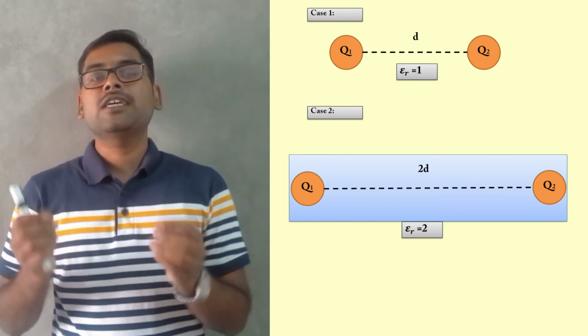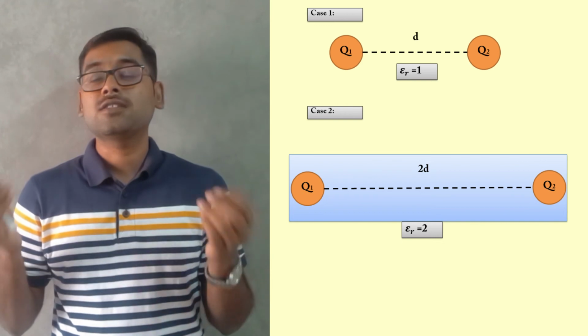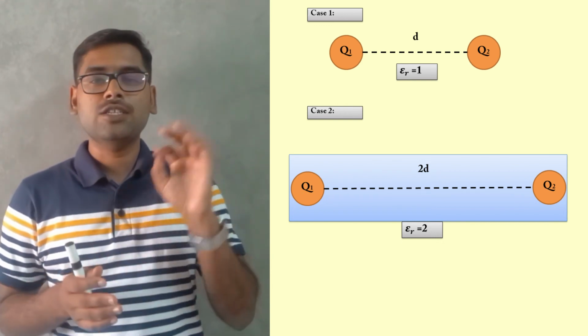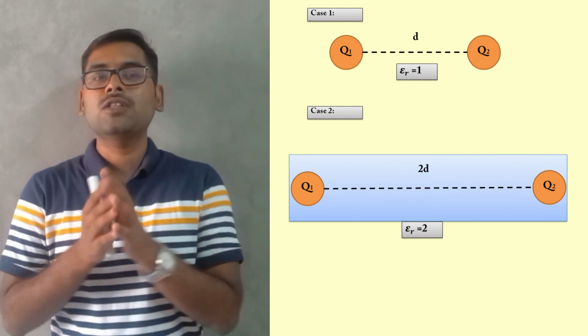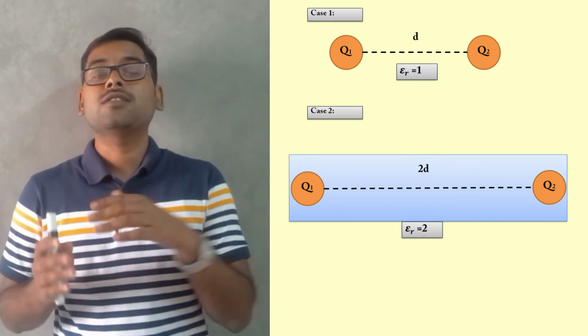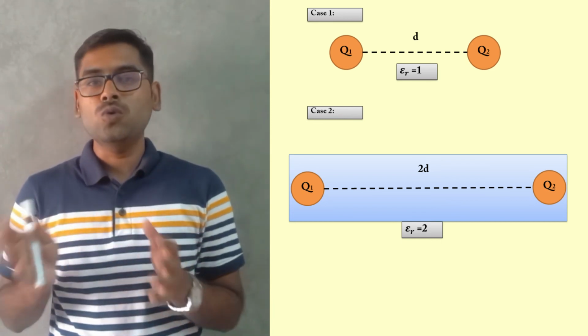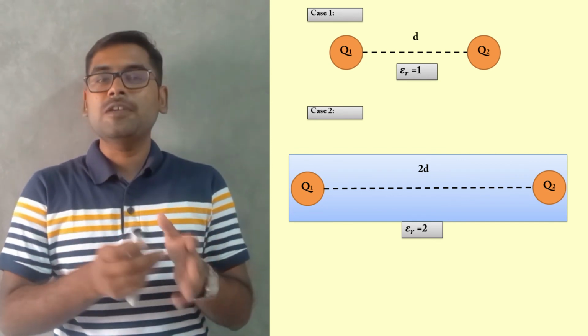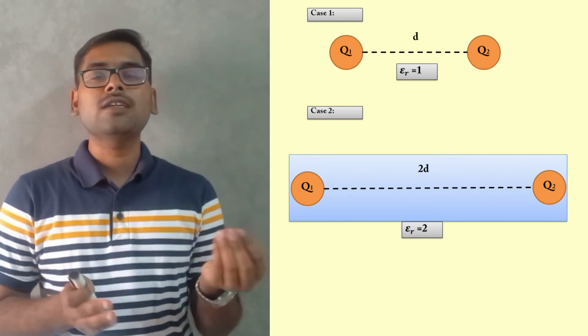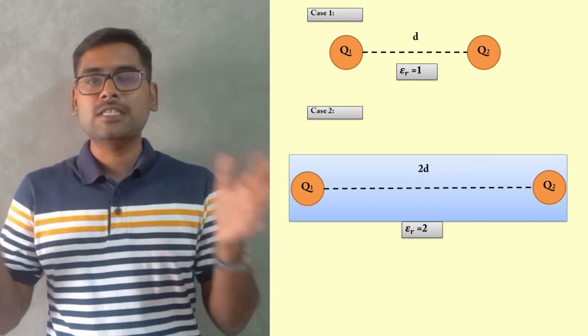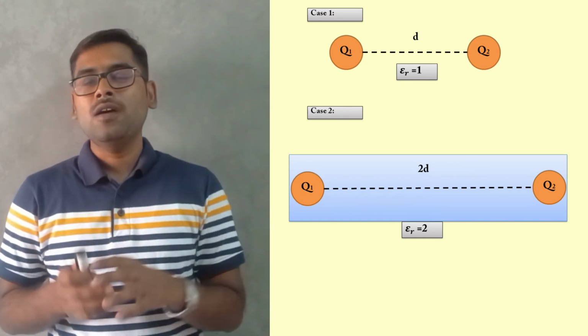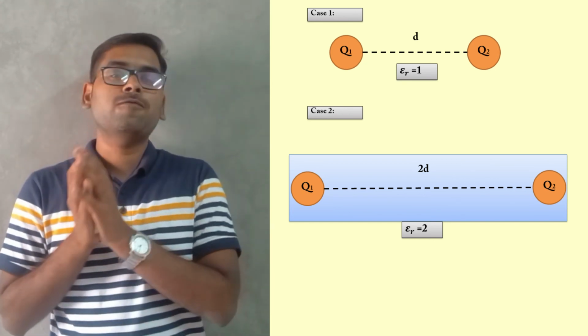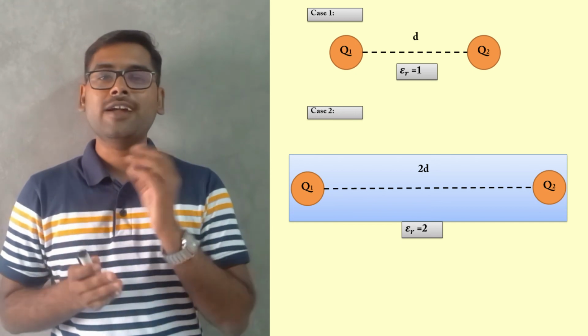Now they have also changed the distance between the charges in that medium. Initially the distance between charges was d. Now the distance between these two charges is doubled, which is equal to 2d. Now we need to calculate the new force between these two charges. Now certainly the force will change because of the change in distance as well as change in medium, and we need to calculate the magnitude of that force between Q1 and Q2.